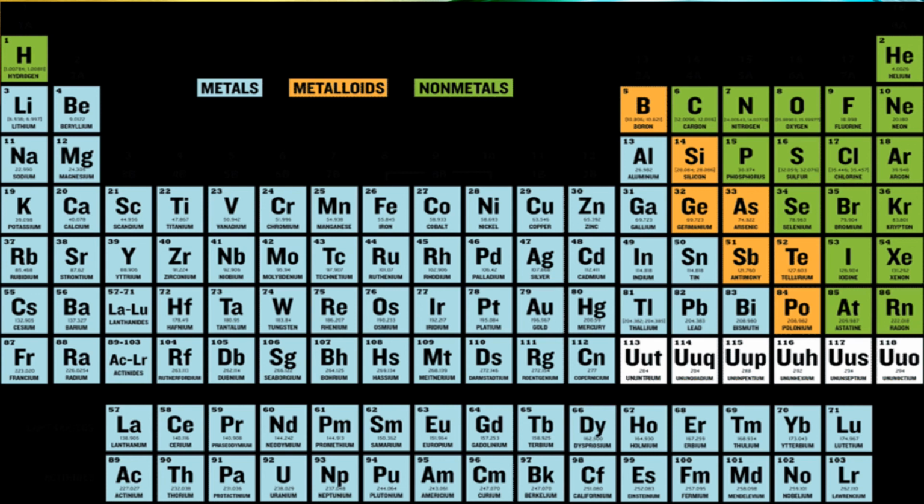There are 18 vertical groups in the periodic table. Each vertical column is called a group. The groups are numbered from 1 to 18. All elements present in a group have similar electronic configurations and have the same number of valence electrons.